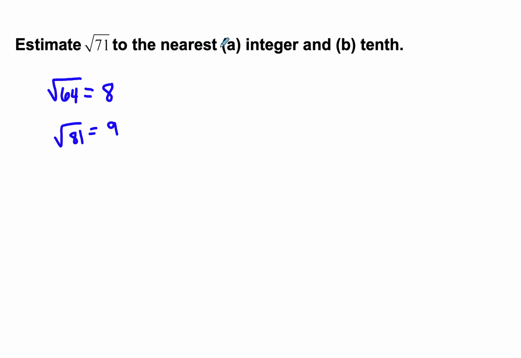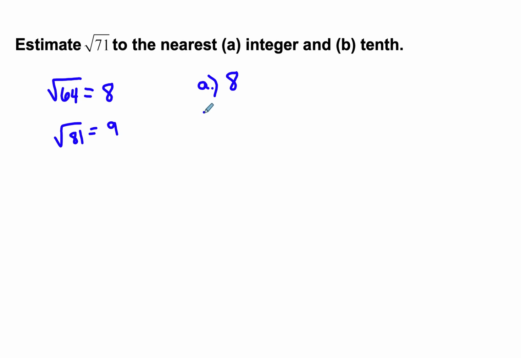And when I'm estimating to the nearest integer, I need to think about which one it's closest to. So 71 is 7 units away, if I was thinking about it as a whole number. From 64 to 71, that's a difference of 7. From 71 to 81, that's a difference of 10. So it's a little closer to 8, which means that's how it's going to round. So for part A, it's going to round to 8.